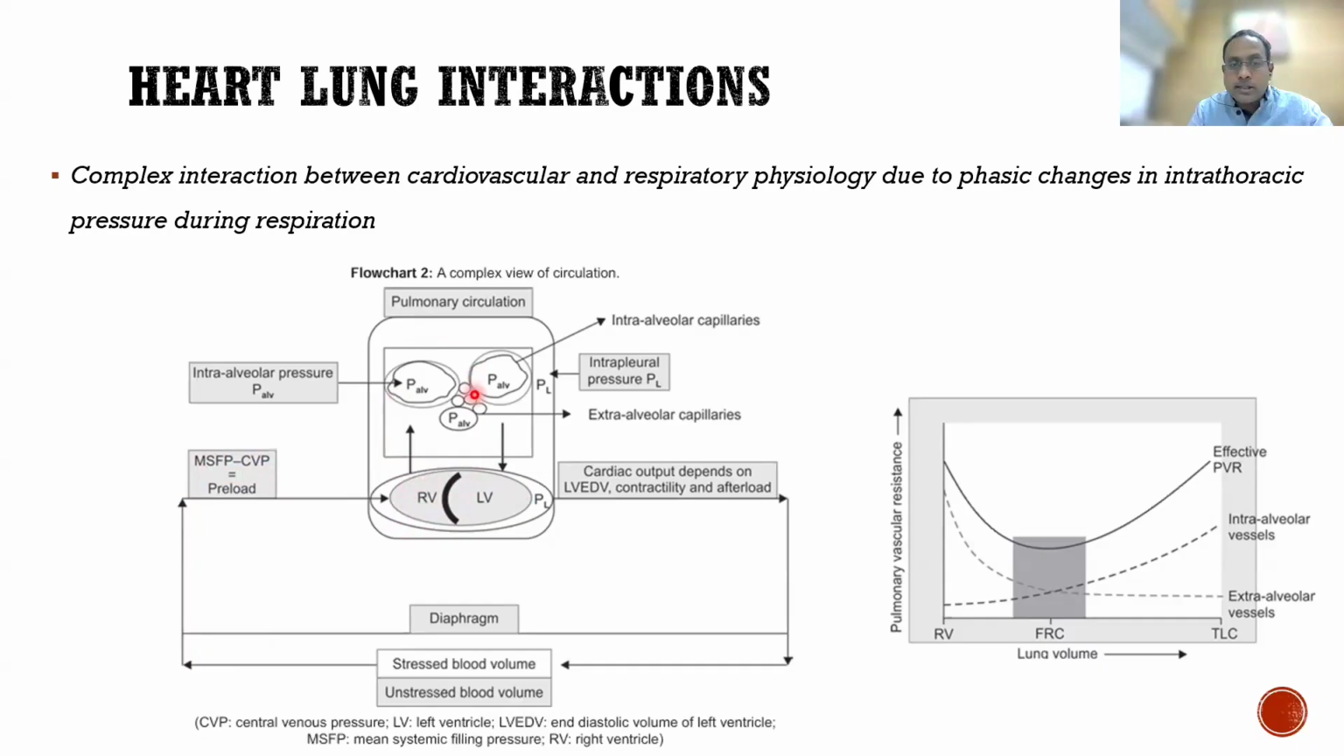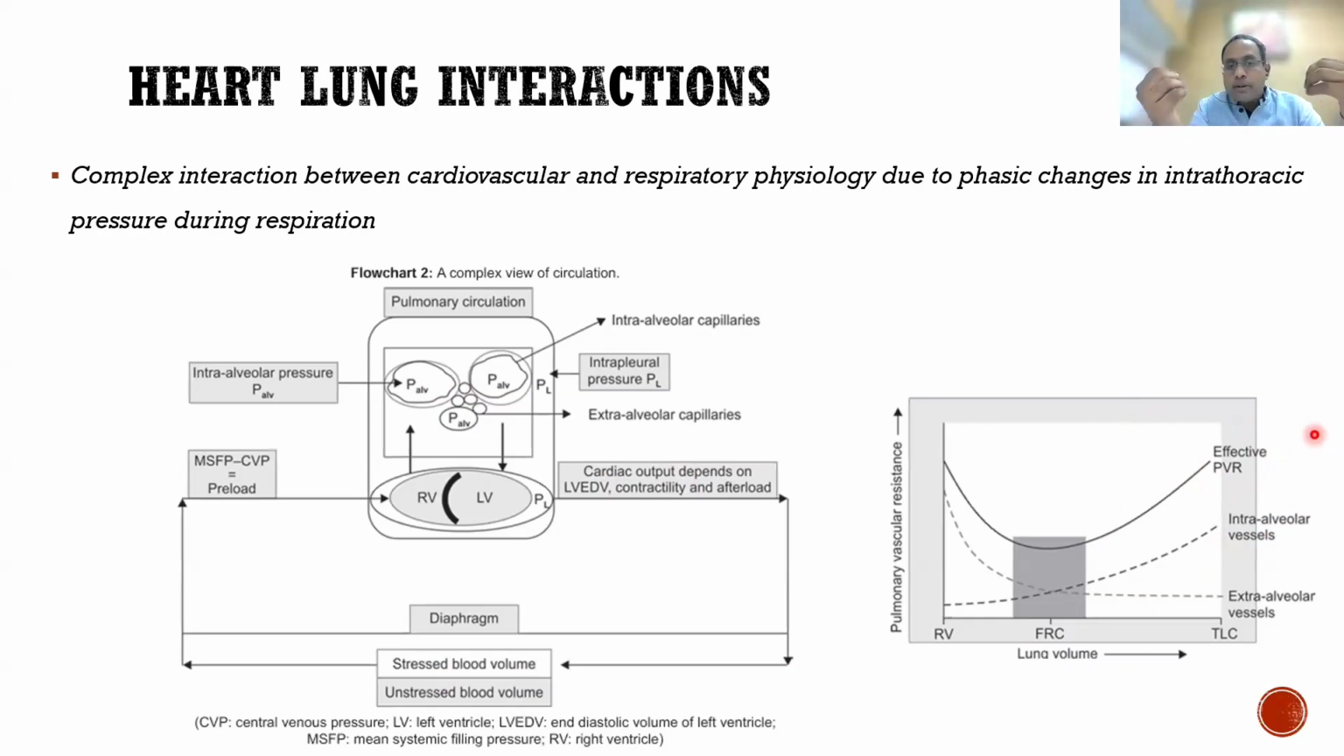So if there is increased pressure inside the alveoli, it will compress the intra-alveolar capillaries, the capillaries which are very near to the alveoli. So the pulmonary vascular resistance will increase, but the pressures in the extra-alveolar capillaries will not increase, will actually decrease. So what is the net effect? The net effect is that during inspiration, during positive pressure ventilation, there is an increase in effective PVR. So the pulmonary vascular resistance increases during inspiration.